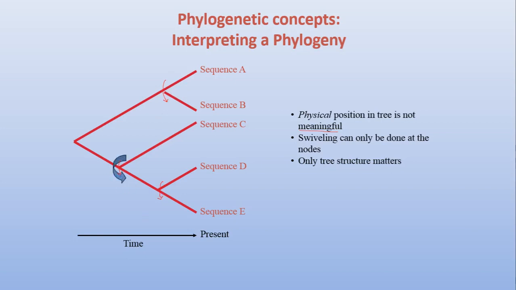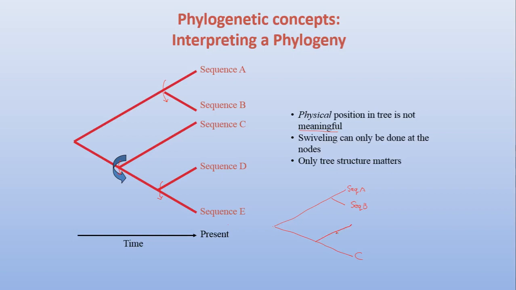For example, if you swivel your tree at this particular node, the topology of the tree might appear to be different. If you have sequence A and sequence B, and you try to swivel over here, what you would get is that this C would come down.